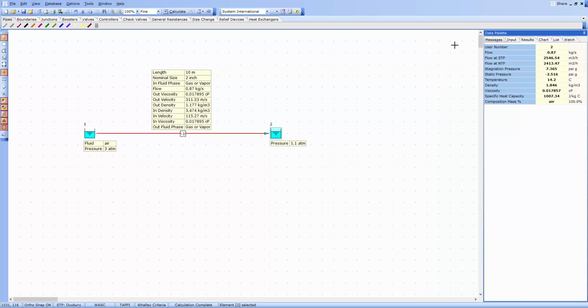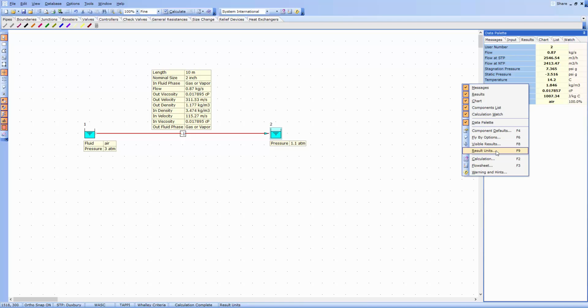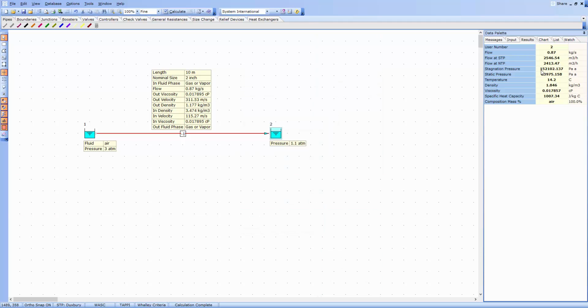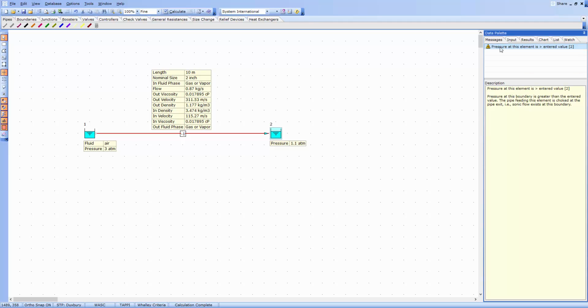And if we look at the results, let's display it in Pascals absolute, we're slightly above atmospheric pressure of 101,325 Pascals absolute. If I select this, we get a little description of what the warning message means. So we can see we have encountered choked flow in this case at the pipe exit. So we've got endpoint choking, and the flow rate is 0.87 kilograms per second.